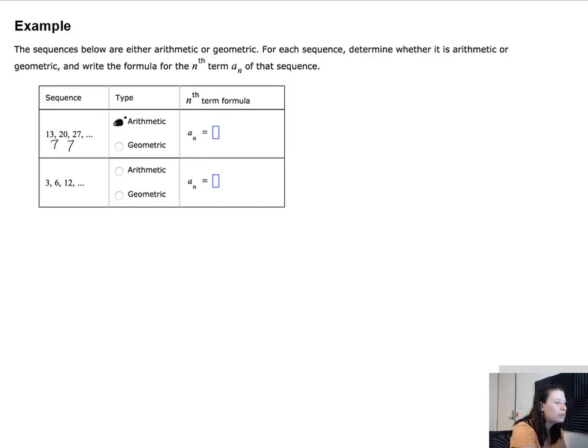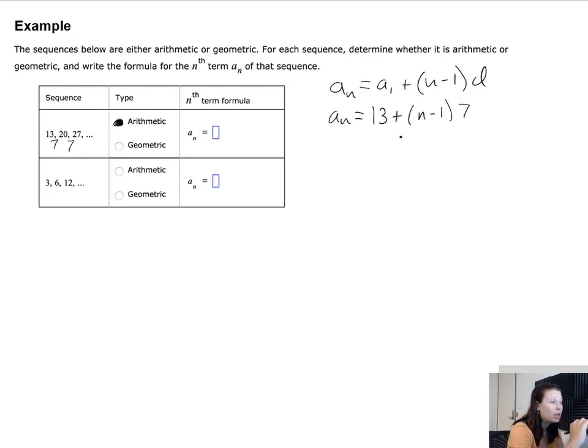Okay, so then let's see here. Arithmetic setup. What did that formula look like? That was a_n is equal to what? Well, a_1 plus n minus 1 times d, right? So that means a_n is equal to, the first term is 13, plus n minus 1 times the common difference of 7. So there we go.